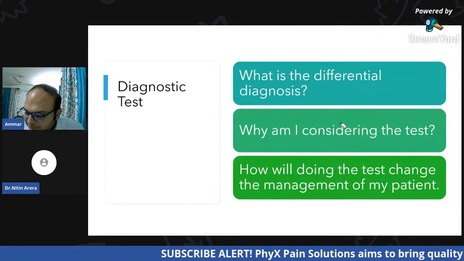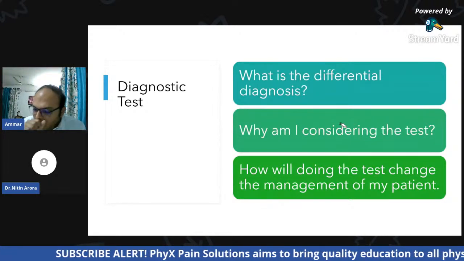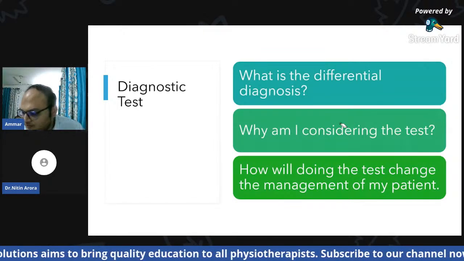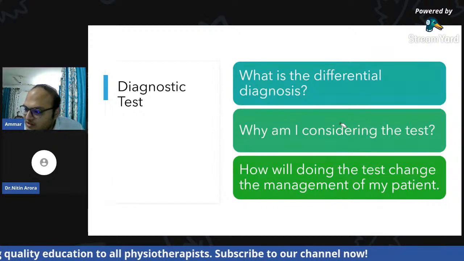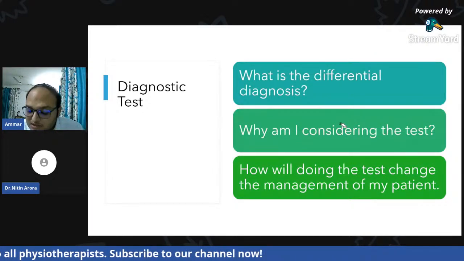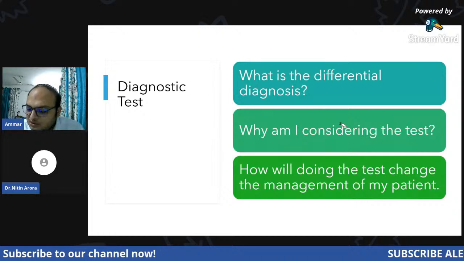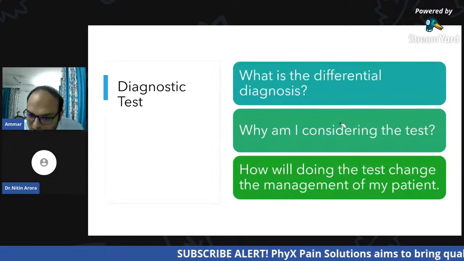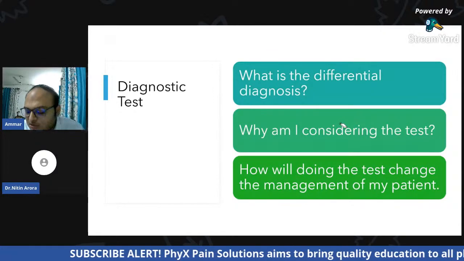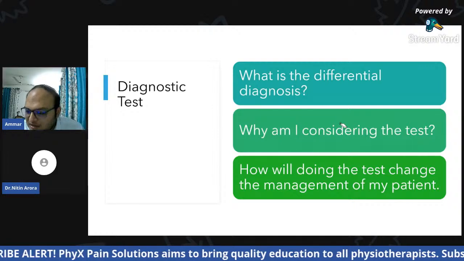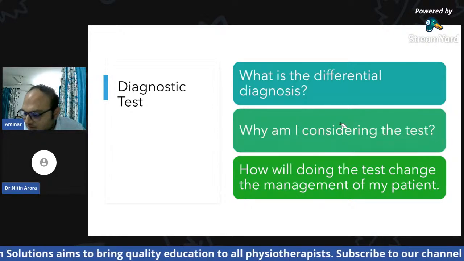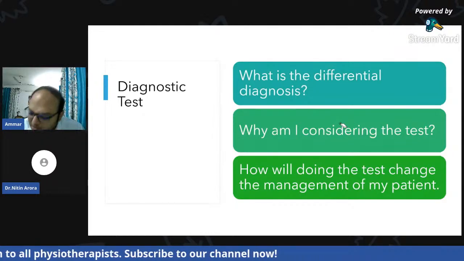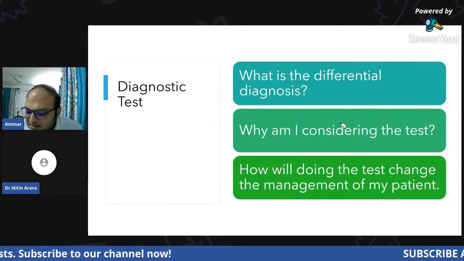Next is, why am I considering the test? Why am I doing this test? Do I know why I'm doing this test? So I took history, I took subjective examination, I took objective examination, and then finally I concluded that okay, this is looking like an ACL tear. So the second question's answer is there. Yes, I know why I'm doing this test. I know that I'm suspecting something. The test makes sense, right? But the patient is showing no symptoms. There's no sign of ACL tear, but still I'm doing the ACL tear test. Does it make sense? It makes no sense.